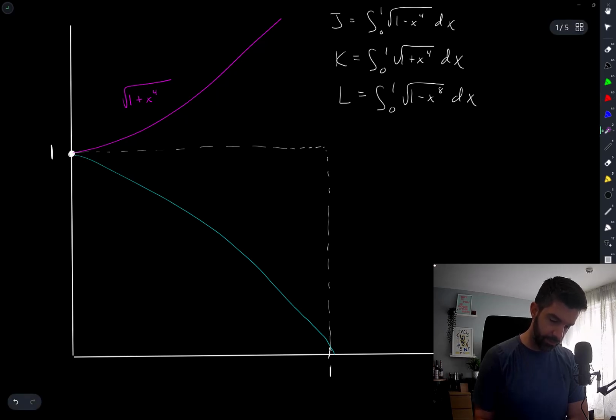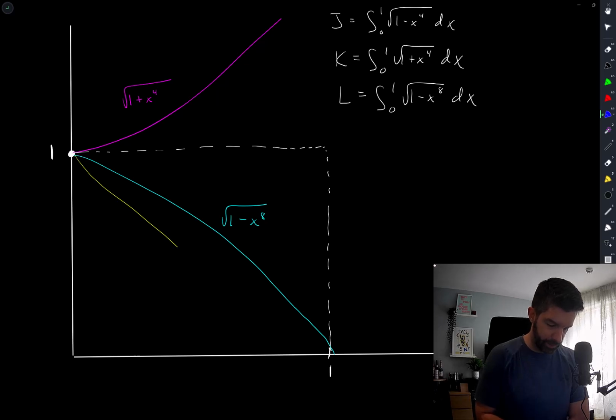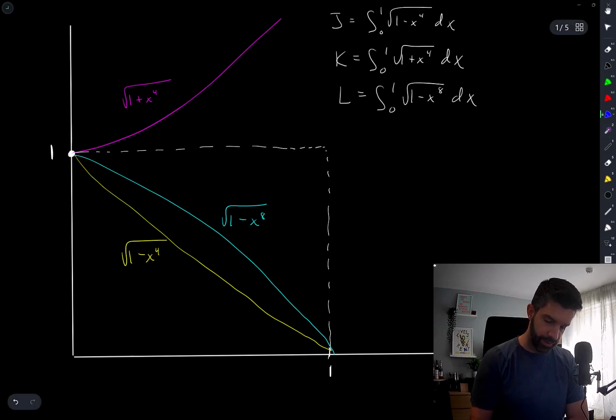Hold on, which one did I say that is? That's L, right? This is 1 minus x to the 8. And the other one is 1 minus x to the 4: smaller power means bigger number, but subtracted means smaller. The concavity is completely wrong here. I think they both sort of decrease in a concave way. I have not drawn this at all accurately. The only thing I have accurate here is the order between them.